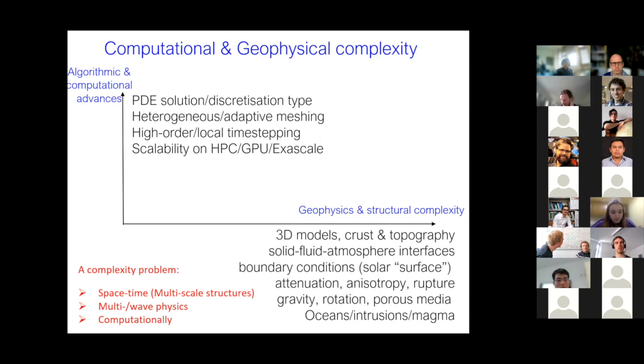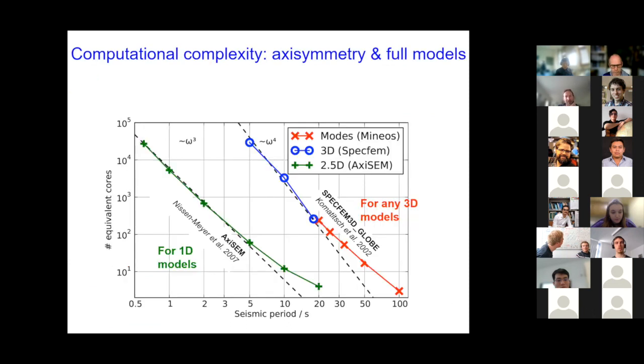And of course, with ever increasing computing power, one has to worry, unfortunately, about making them actually scale well on these new machines. So this is a sort of easy direct wave type, and here you have multi-scale complexity with scattering and diffusive behavior. Now, how does this translate into computational costs, so to speak? So here's an example for a global wave field, and at each point in the graph, you have essentially the connection between the seismic period and the equivalent core numbers.